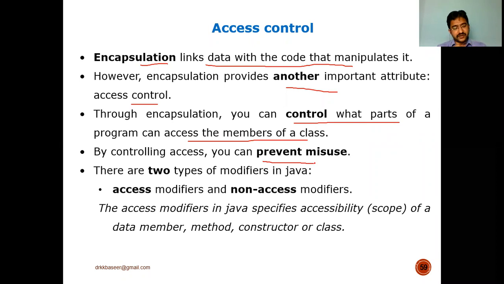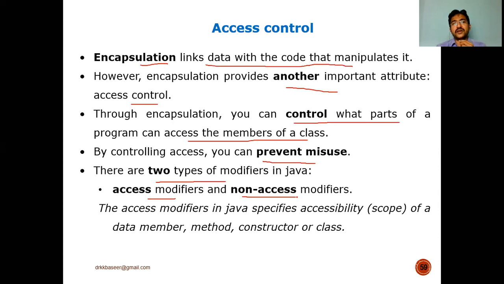To do that, there are two types of modifiers in Java. The first one is the access modifier. The second one is the non-access modifier. Access modifier is also called access control. Non-access modifiers we will see too, but as part of the syllabus there are no non-access modifiers in our syllabus, but roughly we talk about that.